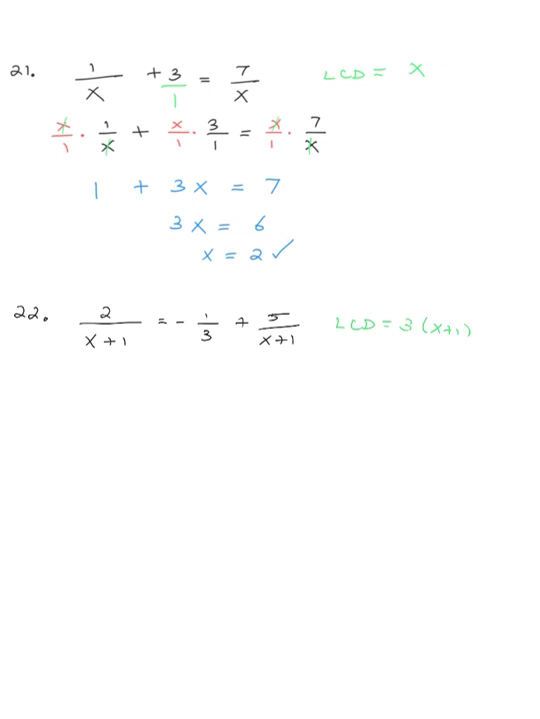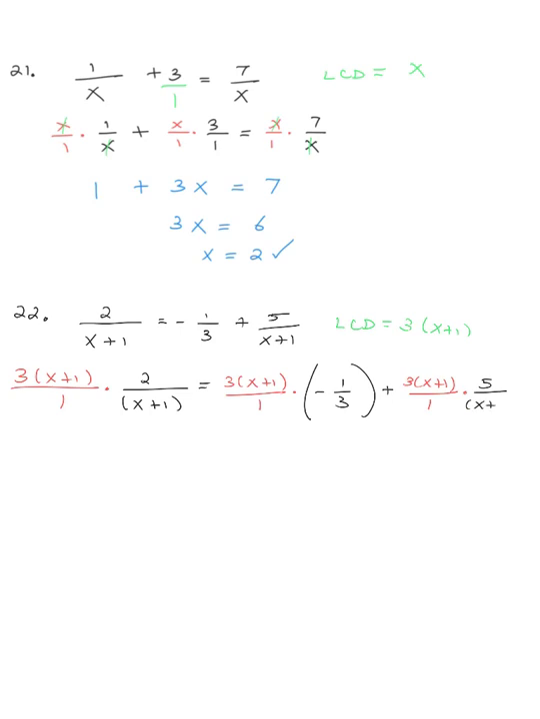So I'm going to multiply 3 times x plus 1 over 1 by my first fraction, which is 2 over, and I'll put in parentheses x plus 1. Again, I'm going to do that for every single term. That's 3 times x plus 1 over 1. That's being multiplied to, be a little bit careful here, but this is negative 1/3. Plus, same thing, 3 times x plus 1 over 1 times, and then we have 5 over x plus 1.